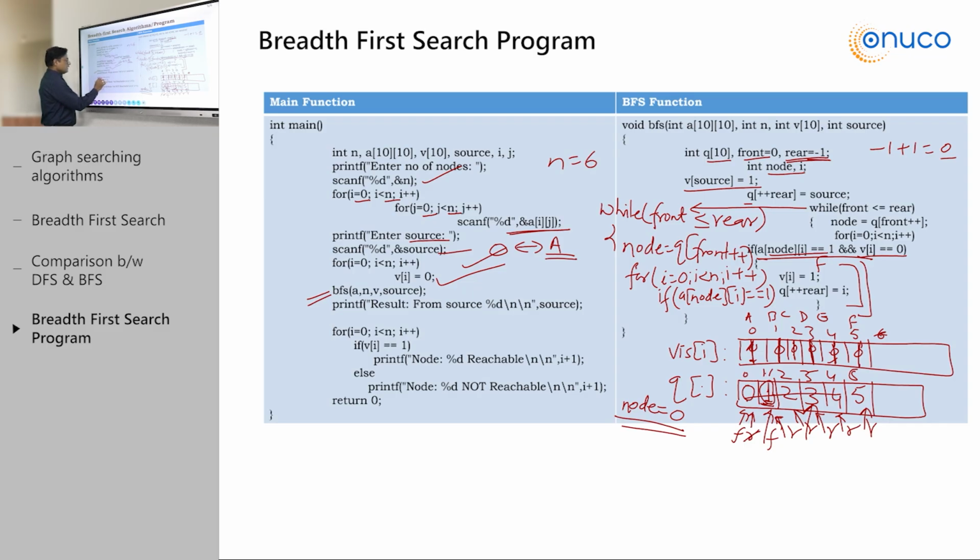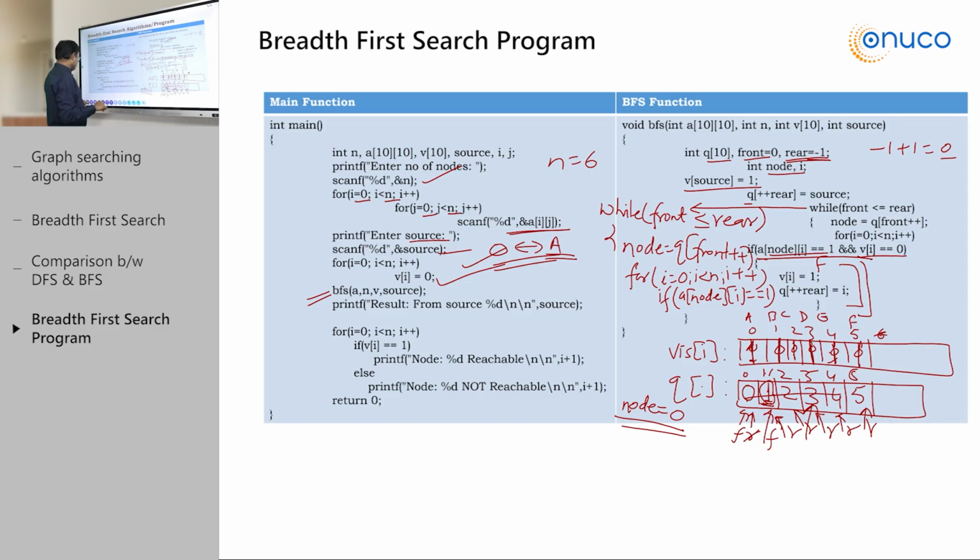Visited of I is equal to 0, I is equal to 0 to n. If visited of I is equal to 1, then that particular vertex is reachable from the source, and what was the source vertex? 0. So we will write: if visited of I is equal to 1, printf node %d is reachable, I plus 1. Why I plus 1? Because array index started from 0. So we can say that 1 is reachable, 2 is reachable, 3 is reachable, 4 is reachable. It means all the vertices given in the graph are reachable. Or you can say that the graph is connected as well.